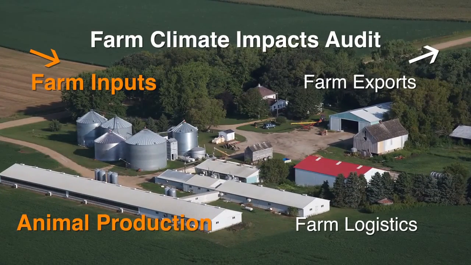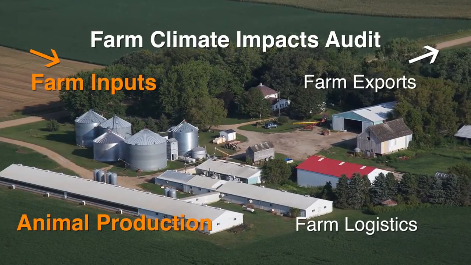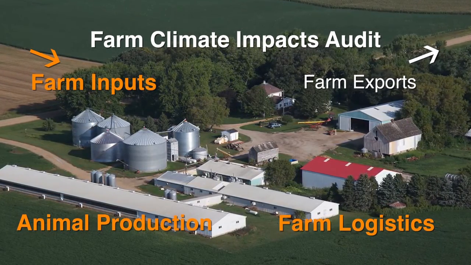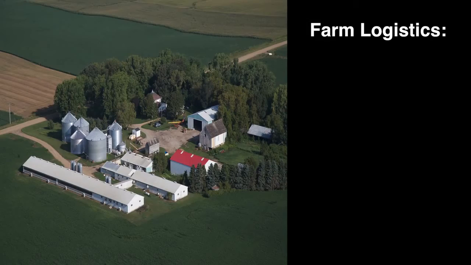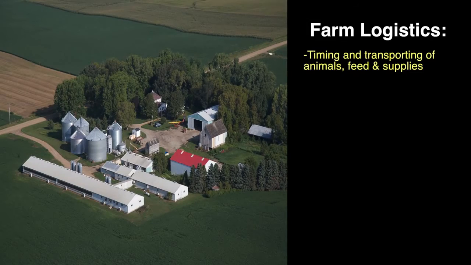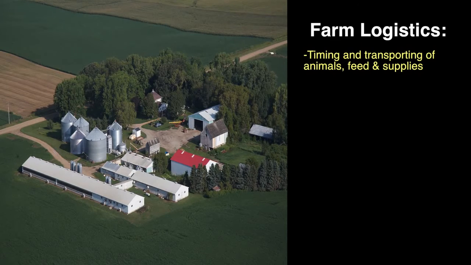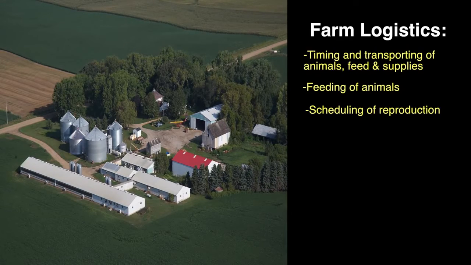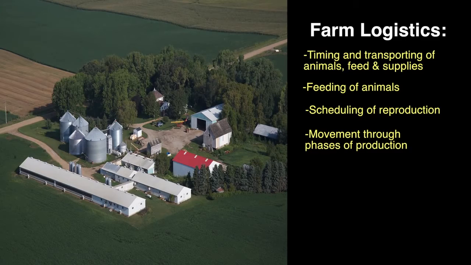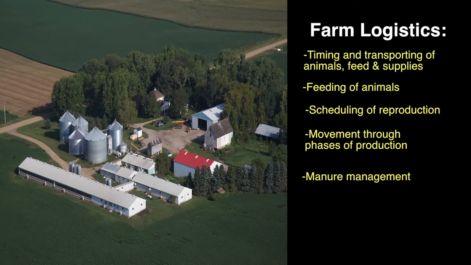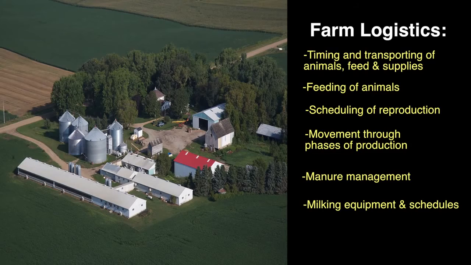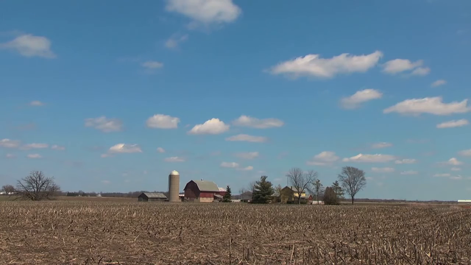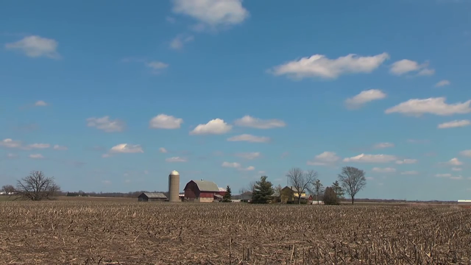After looking at the impacts of climate on farm inputs and on animal production, it's important to examine the impacts on farm logistics, which are quite complex. Logistics include the timing and transporting of young animals, feed, and supplies to the farm, the feeding of animals, the scheduling of reproduction, animal movement through phases of production, manure management, milking equipment and schedules, farm maintenance, and more. Again, the farmer must determine how vulnerable these systems are to climate.